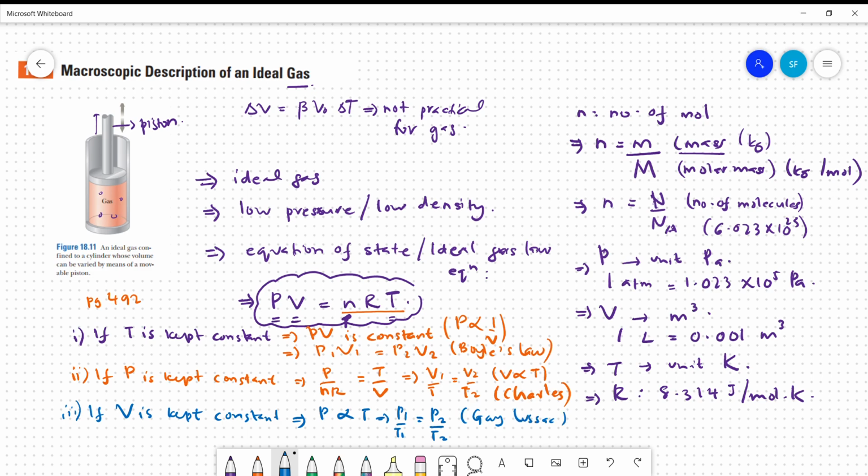But we do have situations where P, V and T do change at one time. These are general cases. So in the next slide, we are going to find out some examples regarding the ideal gas law equation.